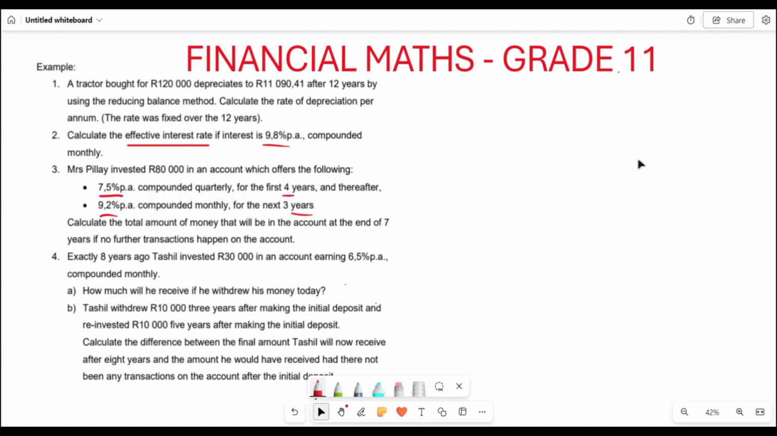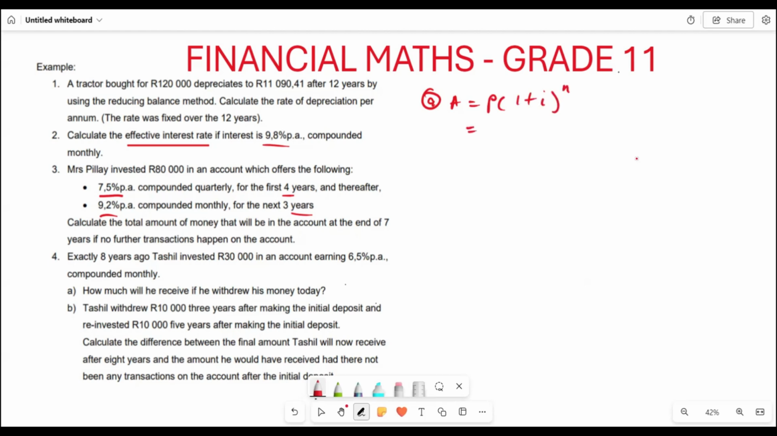Which means they want us to find out what this particular amount is going to be after 4 years. So this is the same as, for your A, A is equal to P into 1 plus i to the power of n.